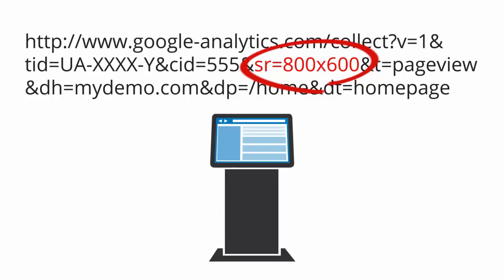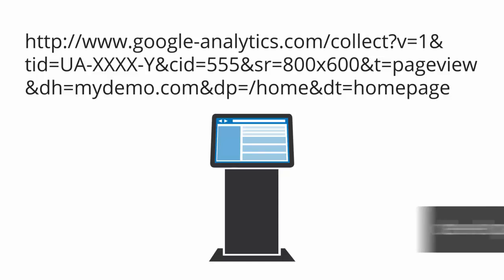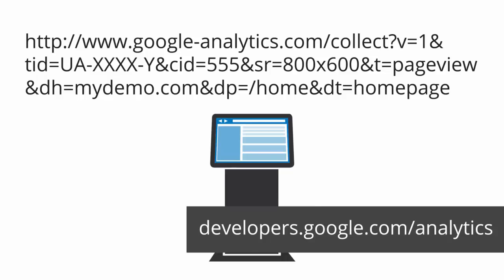Notice there is a parameter in the hit that contains the screen resolution. This particular parameter will become the dimension screen resolution during processing. The value in the parameter will end up in the screen resolutions report. Like the JavaScript and mobile SDKs, which include a tracking ID with each hit, you must also add a tracking ID to every hit you send to Google Analytics. This will ensure that the data appears in your specific analytics account and property. All of the parameters that you can include in the hit are explained in the Analytics developer documentation.